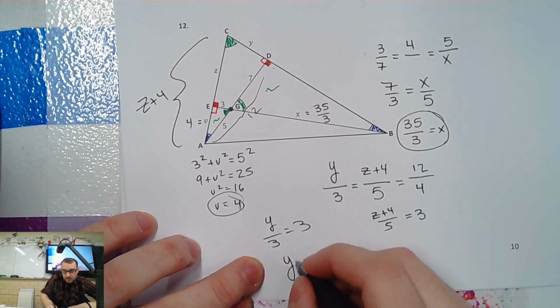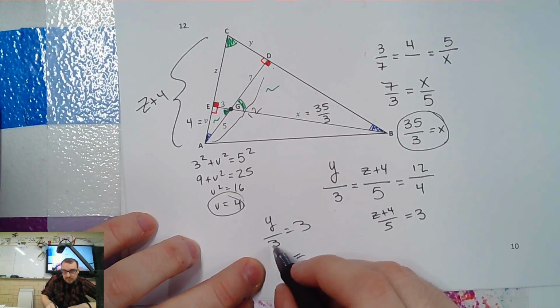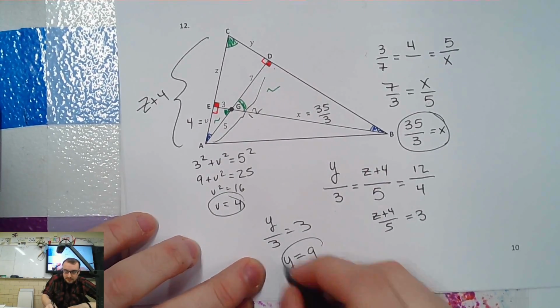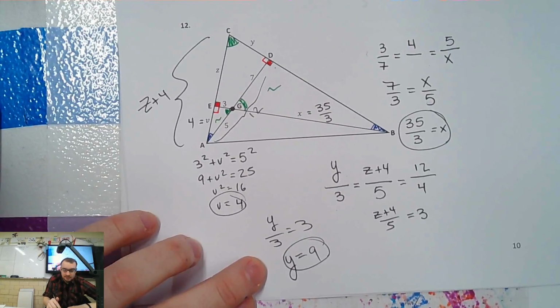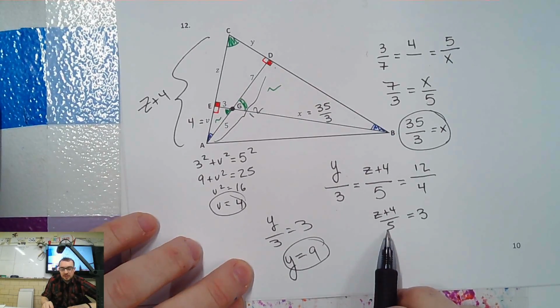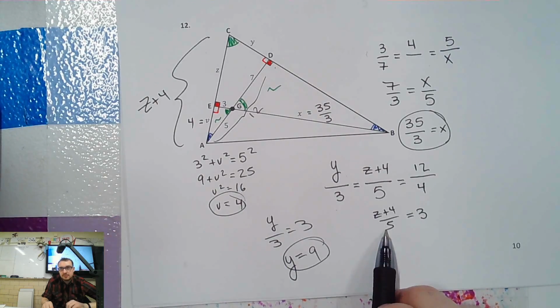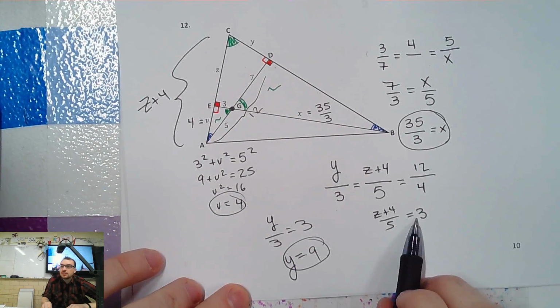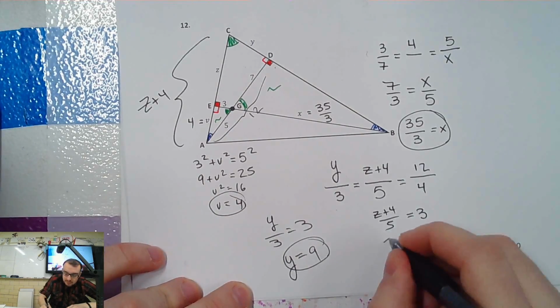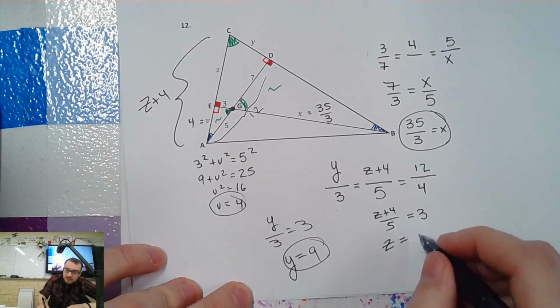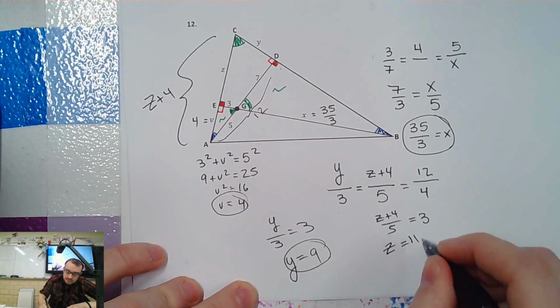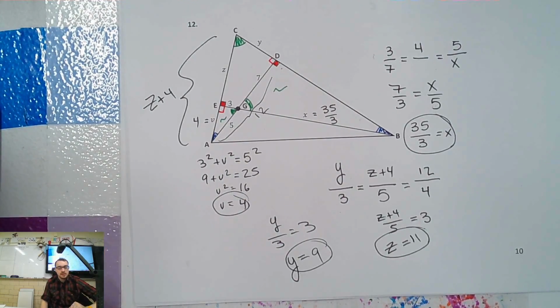What's y going to equal? 1. Try again. 3. I times by 3 and get 9. 9! What do I do to solve a problem like z plus 4 over 5 equals 3? Actually, you multiply it by 5 and get 15. And then what? You subtract 4. What's 15 minus 4? 11. Ta-da!